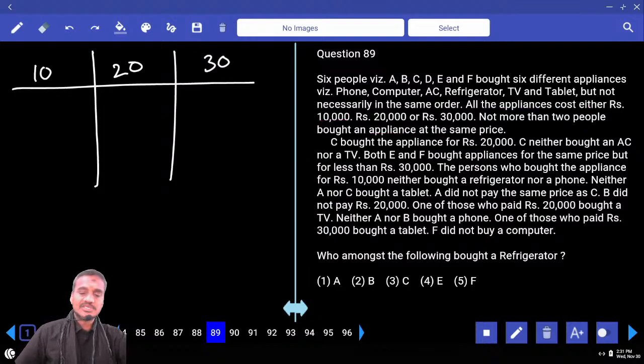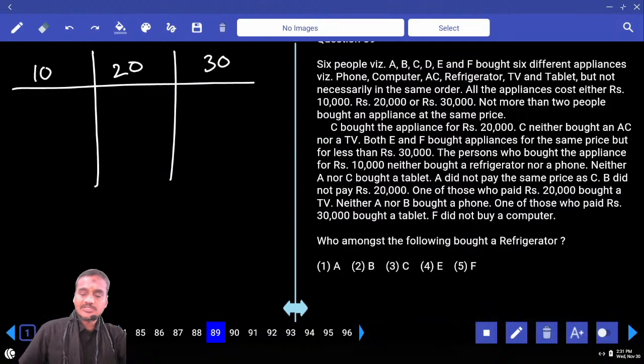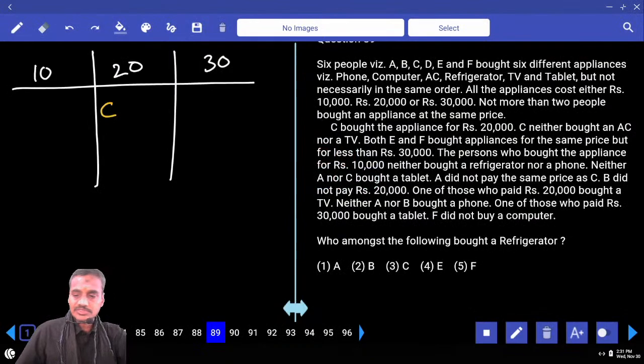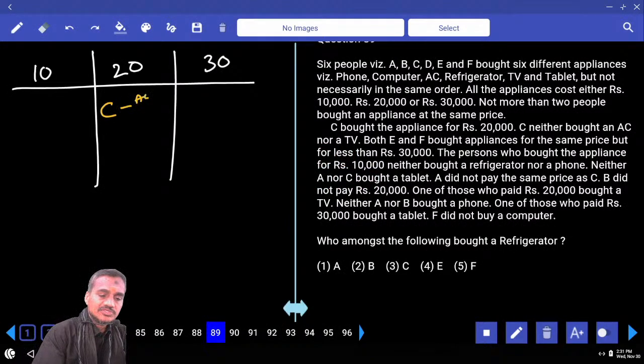an appliance at the same. That means not more than 2. That means each cost there are exactly 2 appliances. అంటే కదా. Then coming to the first one, C bought the appliance for 20,000. మా C ని ఎక్కడ రాస్తాం, C bought an appliance for 20,000. C neither bought an AC nor TV. C, AC and TV were ruled out for this C.